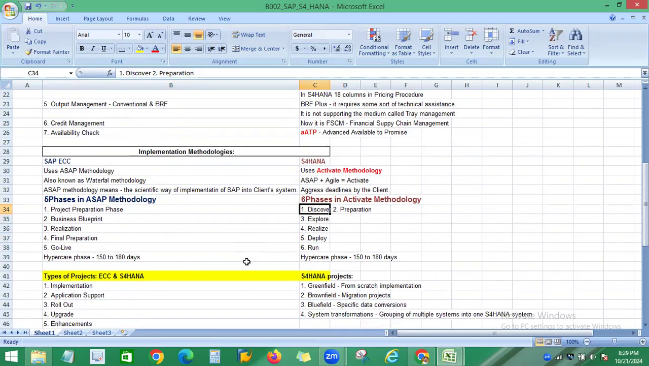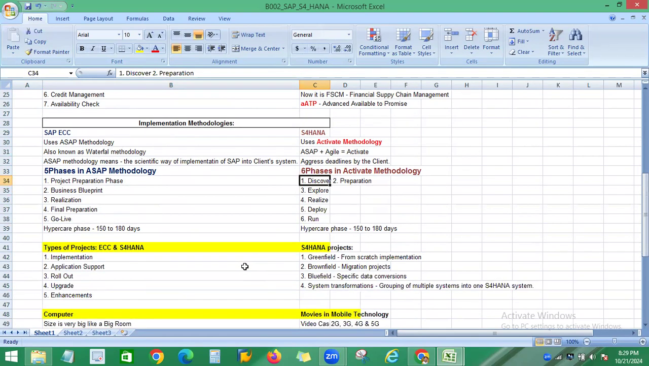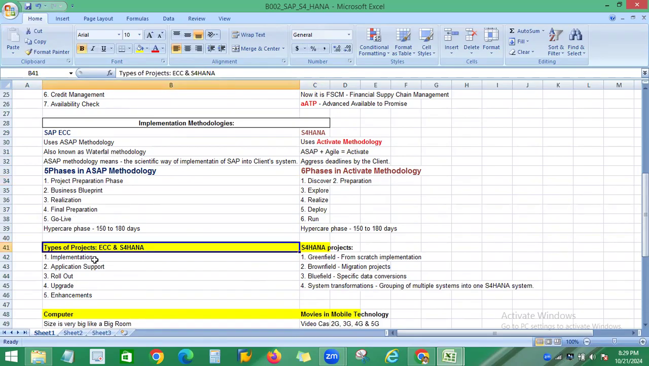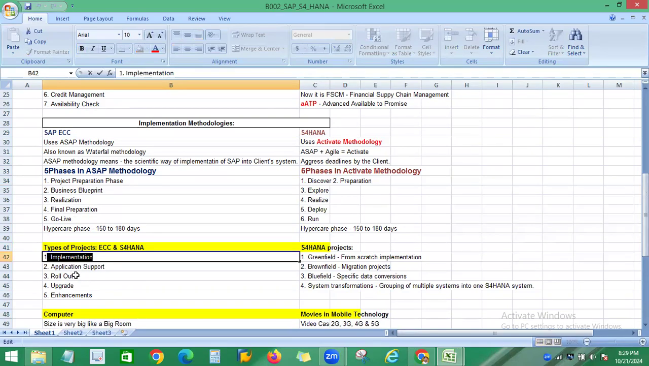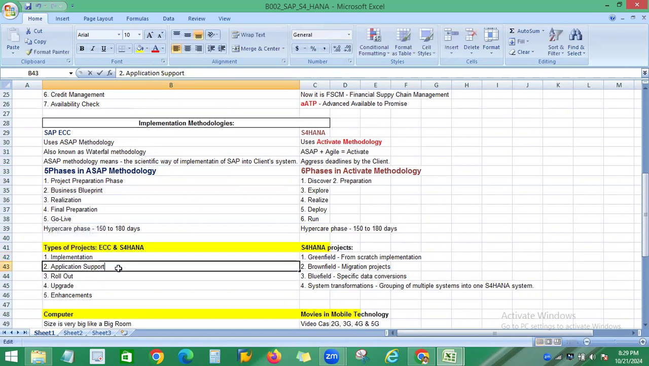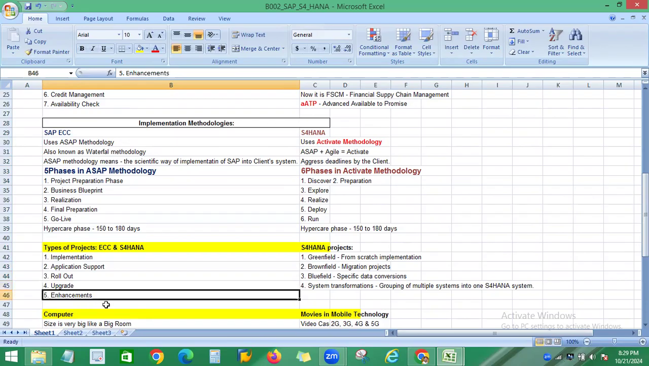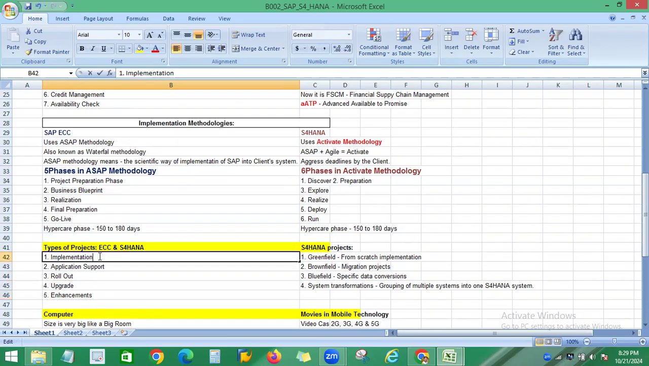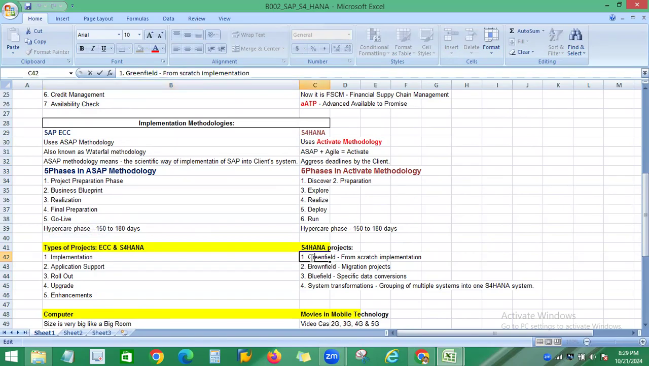Then, what types of projects are available in SAP ECC and SAP S/4HANA? In SAP ECC, we have the implementation project, the support project, the rollout project, the upgrade project, and the enhancement project. Implementation means we are implementing the client business process into SAP from scratch. In the same way, in SAP S/4HANA, it is called greenfield implementation.